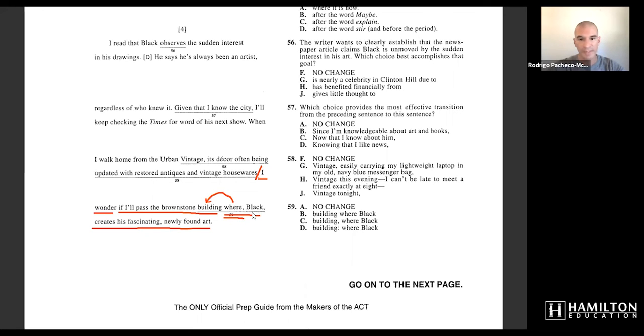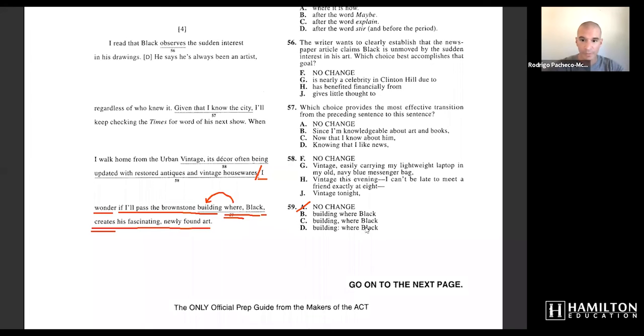Now, we wouldn't place a comma, looking at A, no change. Our subject is Black, and the verb for this clause is creates. And we wouldn't place a comma between a subject and a verb unless we had non-essential elements. So we can eliminate A. Now, B, we don't need a comma before our relative pronoun. So this looks okay, and there's no comma after Black, after our subject. So B looks to be correct, but I'm going to hold off on choosing B for a minute.